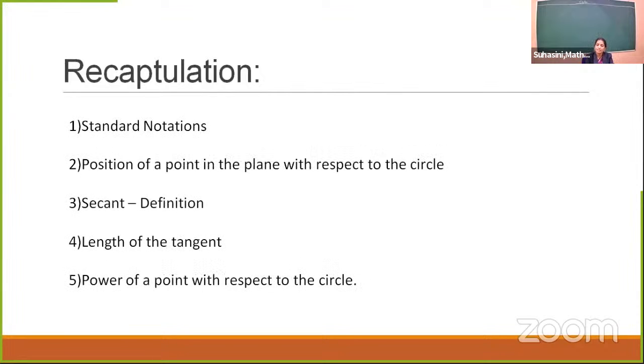We have discussed some standard notations: S1, S2, S11, S12, and so on. What is S1, children? If S denotes the general equation of the circle, x square plus y square plus 2gx plus 2fy plus c is equal to 0, S1 is splitting and giving suffix 1 to x in the pair: x x1 plus y y1 plus g times x plus x1 plus f times y plus y1 plus c.